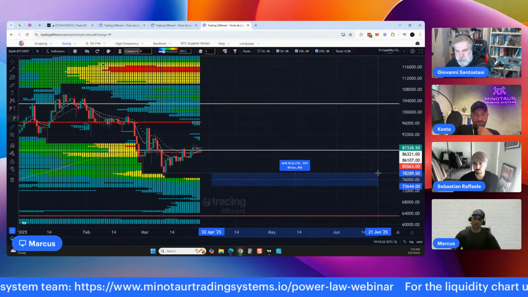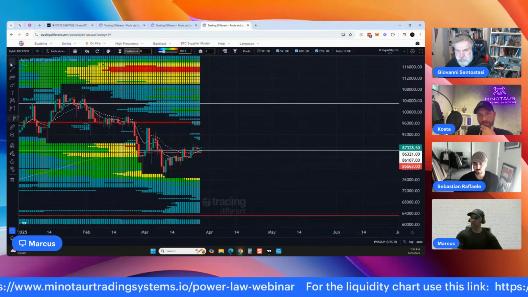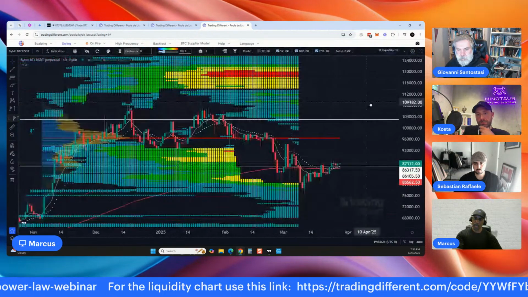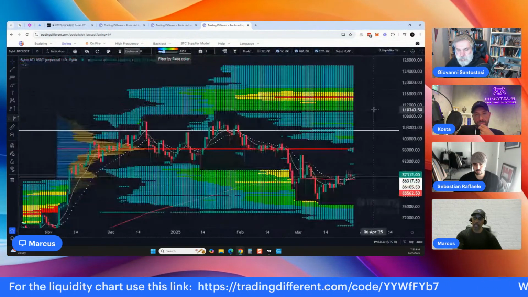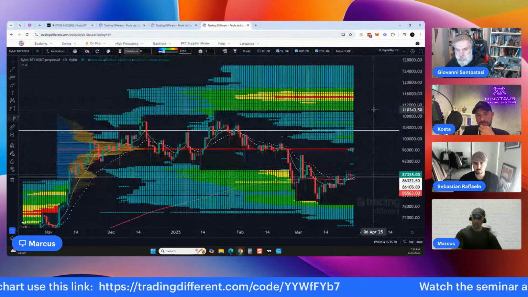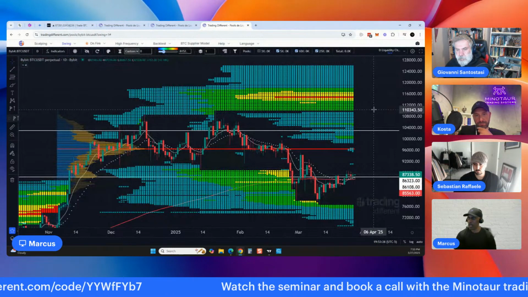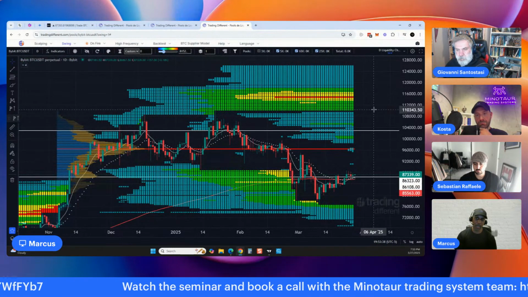So we look at the historical liquidation performance. It is in correlation with the power law. And I just want to give a shout out to the guys at Trading Differently who designed this algorithm. It's an overlay on TradingView. I use it exclusively. Without it, it's like flying blind.